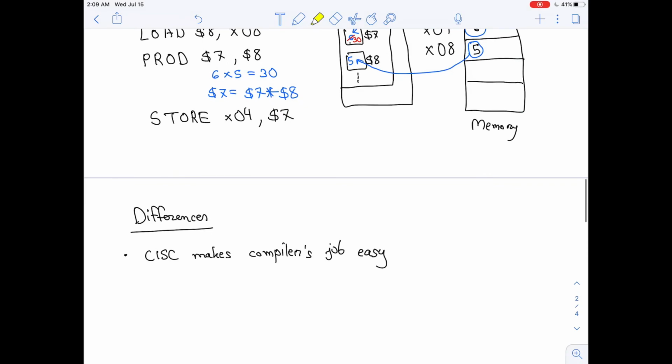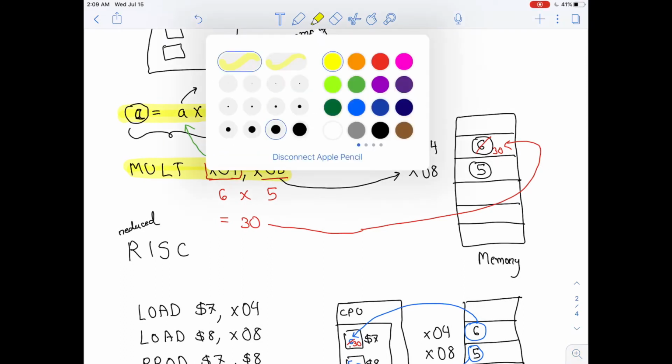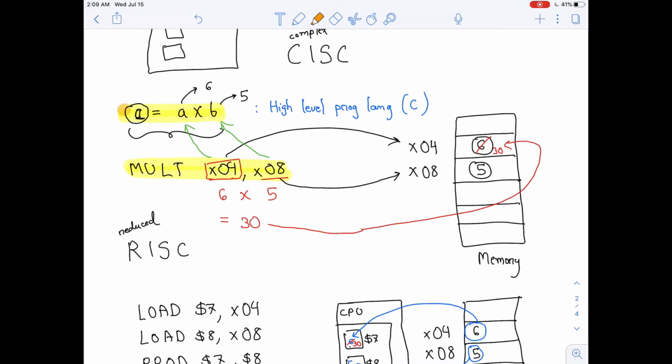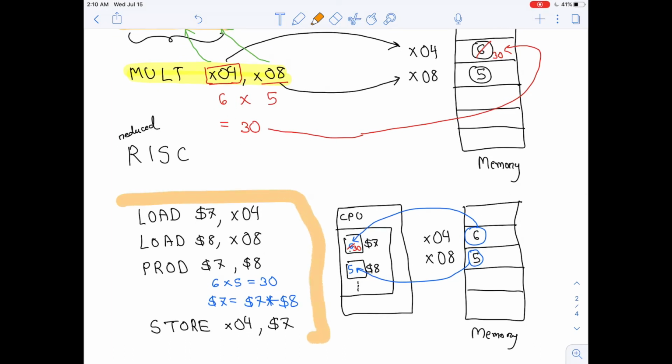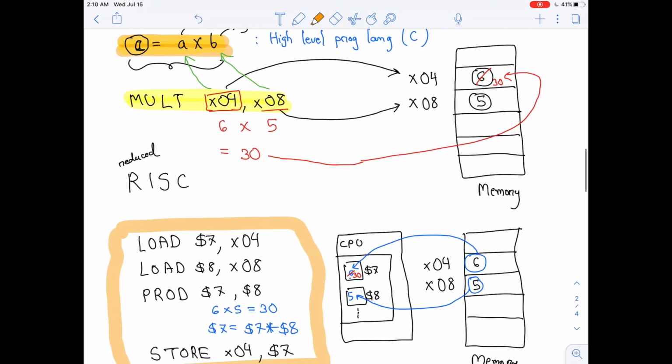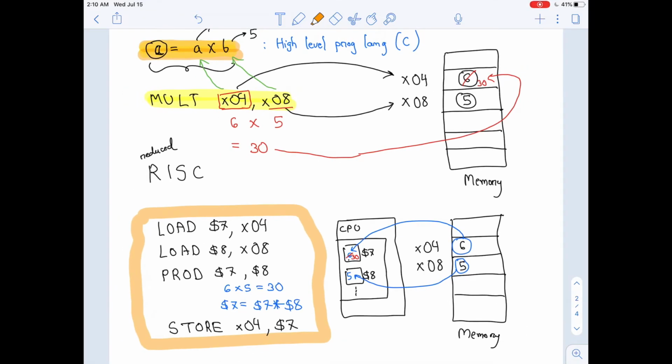So with CISC, your compiler does not have to do much work to convert a high-level programming language to a low-level programming language. On the other hand, if we come to RISC, as you can see, this line of code has to be converted into 4 different lines of code that's in here. So obviously converting this single line of code to these 4 different lines is a much more difficult task. So in that sense, writing a compiler for a reduced instruction set computer is more difficult. Or you can say, in other words, that a compiler has to do more work to convert a high-level programming language to a RISC-based instruction set assembly language. So that's the first difference that I'm pointing out.